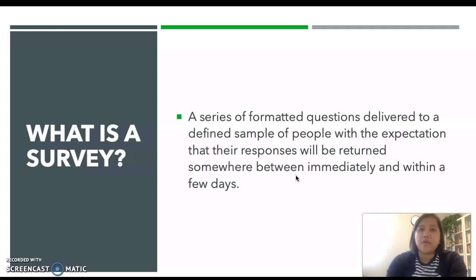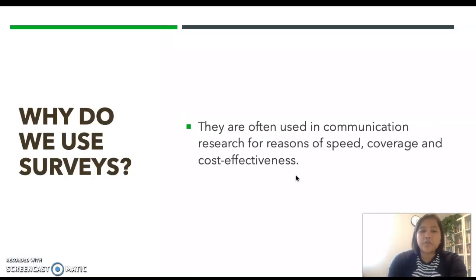What is a survey? Most of you have participated in a survey and have designed a survey before, so you may already know what a survey is. I'm just going to give you a short definition. It's a series of formatted questions delivered to a defined sample of people with the expectation that their responses will be returned somewhere between immediately and within a few days. The reason why we use surveys is because they are often used in communication research for reasons of speed, coverage, and cost effectiveness.